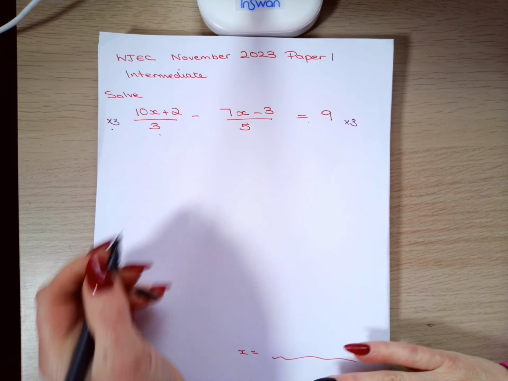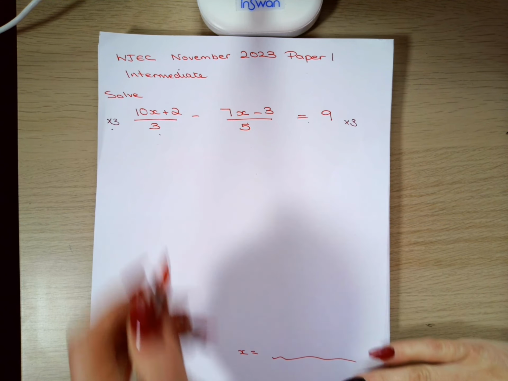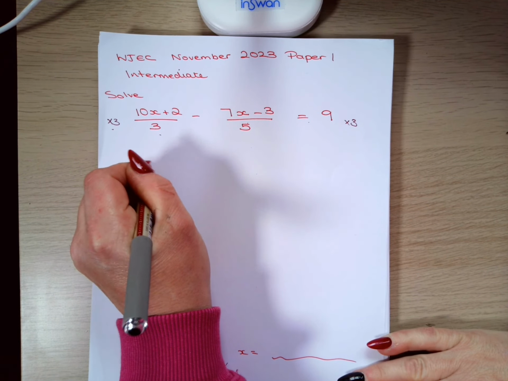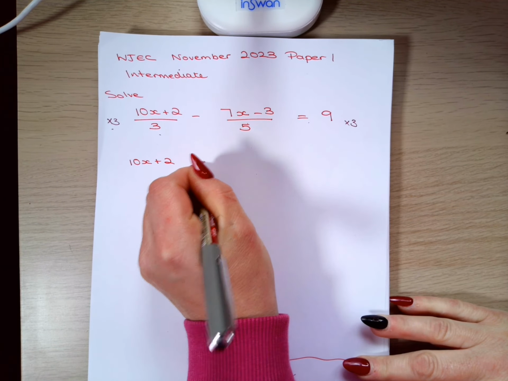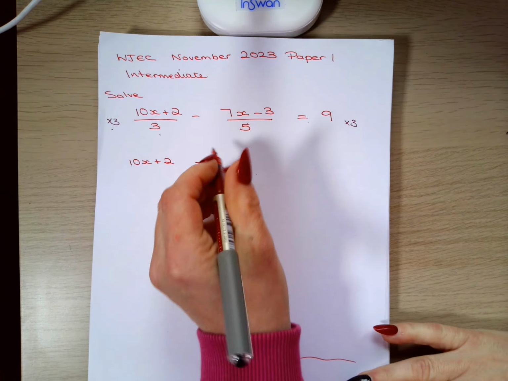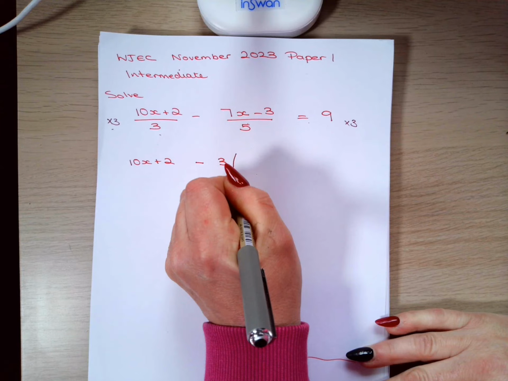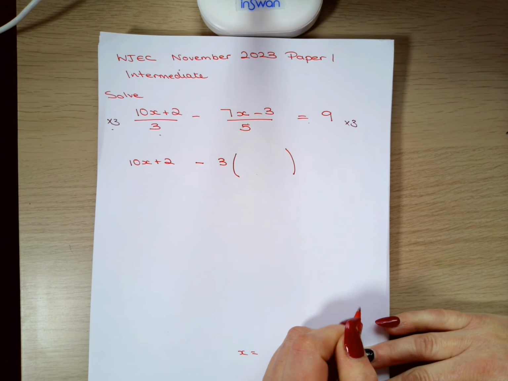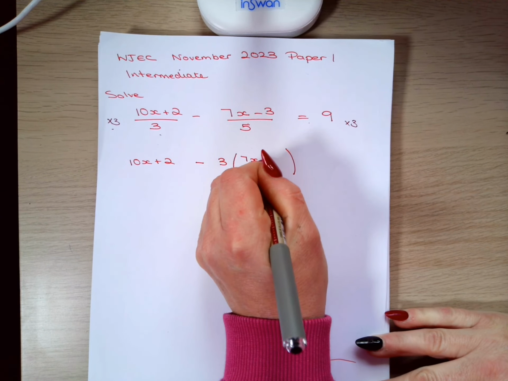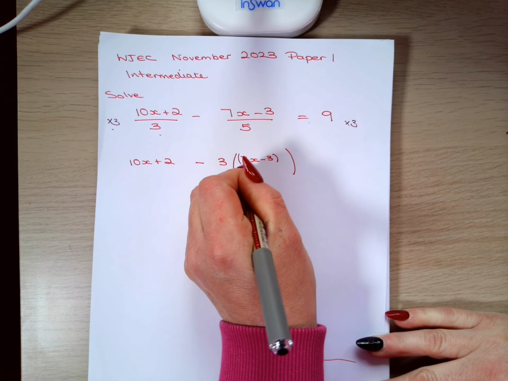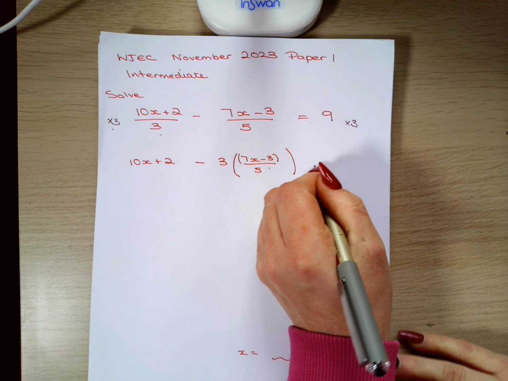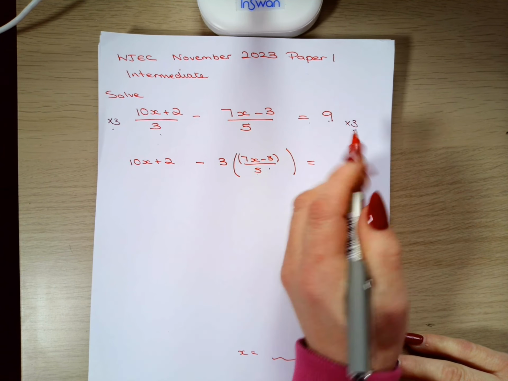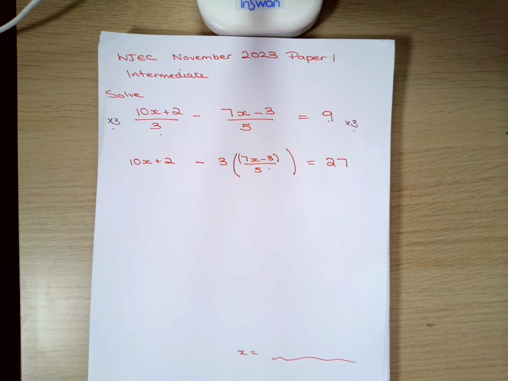So when we multiply just this particular fraction, that 3 cancels, and we're just left with what is in the numerator. So that's 10x plus 2. Then we've got takeaway, and then we've got 3 lots of that fraction there, because remember, we have to multiply everything by 3. I have no idea why I stuck another bracket on there. Didn't need it. And then on the right-hand side, we've got 9 take away 3 times 3, which is 27.